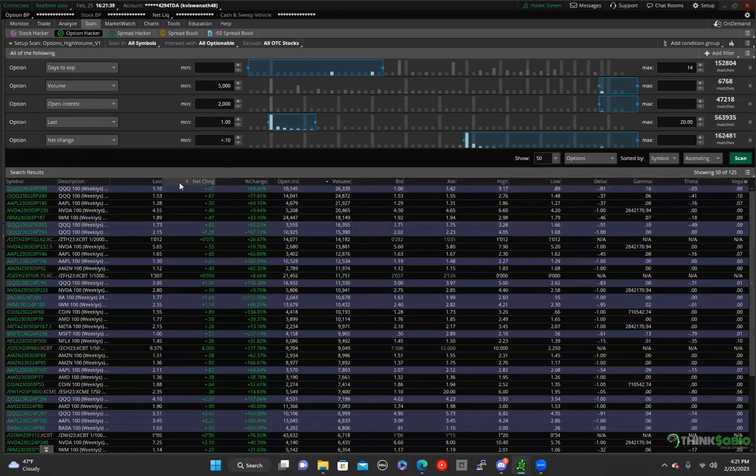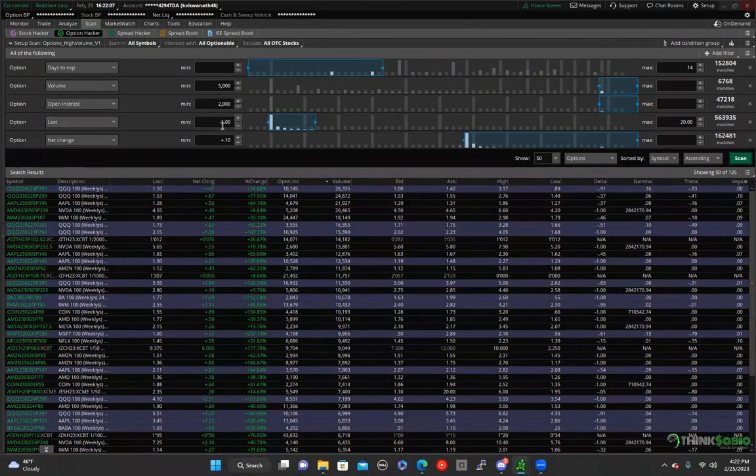But yeah, so I have QQQ, Apple, NVIDIA, everything that came up here, because these are the stocks that have an expiry of maximum 14 days. So if any contract is expiring, let's say 1 month from now, it's going to remove that. It should have a minimum volume of 5,000. Should have an open interest of minimum 2,000.